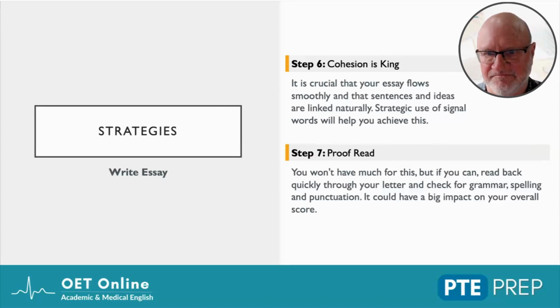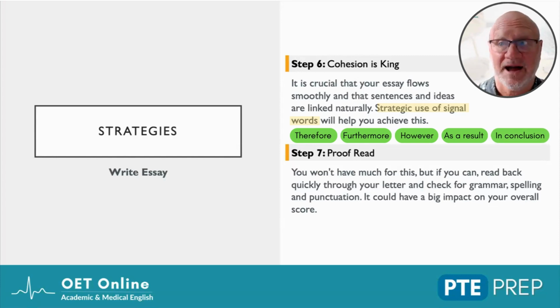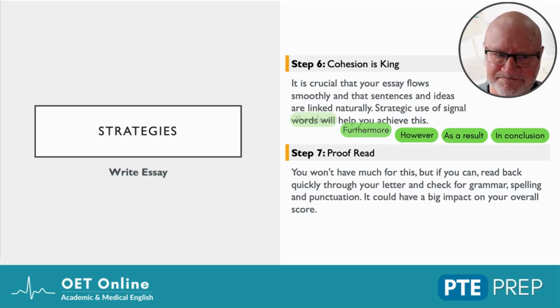Step 6, cohesion is king. And you're going to see that in my example in a moment. Your essay needs to flow smoothly and the sentences and ideas need to link together naturally, and strategic use of signal words: therefore, furthermore, however, as a result, in conclusion. These sorts of words are very useful, but you don't want to overuse them. You've got to use them at just the right amount and where needed.